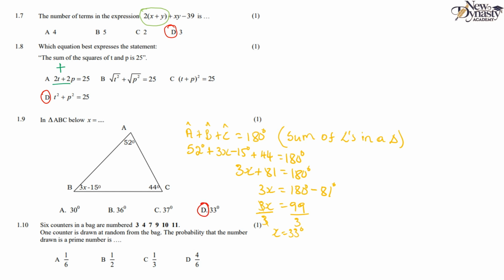Now the next question, question 1.10, says 6 counters in the bag are numbered 3, 4, 7, 9, 10, and 11. And then one counter is drawn at random from the bag. The probability that the number drawn is a prime number is. So now you should be able to remember the difference between a prime number and a composite number, because what we are given here, we're given prime numbers and composite numbers.